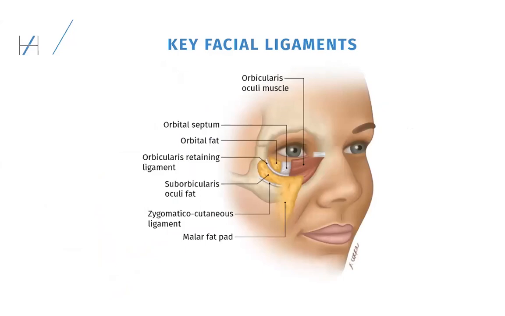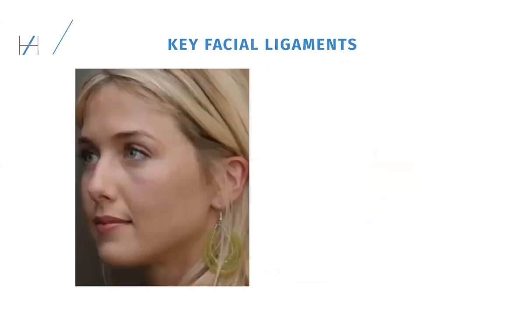Another diagram of one of ours just to show you what that would look like. So you've got some of the retaining ligaments that you can see there as well. Now, what does this look like in practice? What do patients look like when they come to you with this issue? Well, this is a really nice example. So this young lady, you can really make out the zygomatic cutaneous ligament on this lady as a surface landmark.